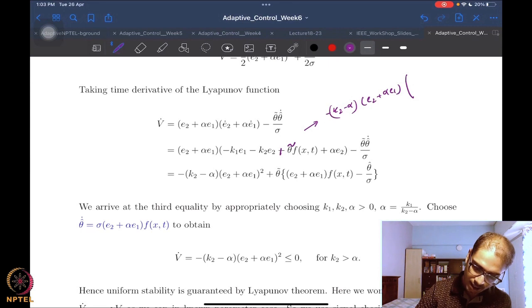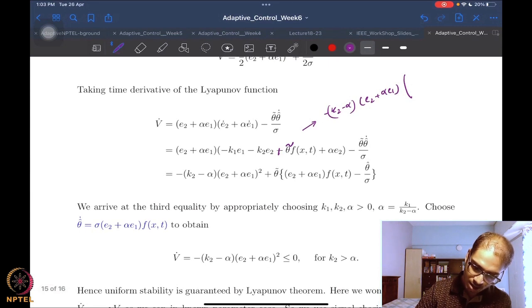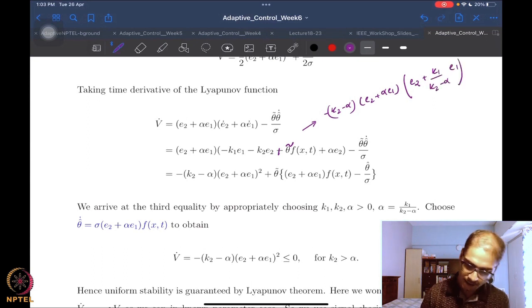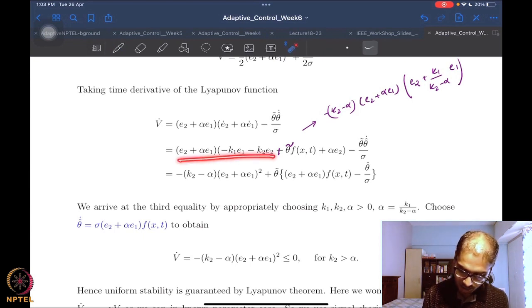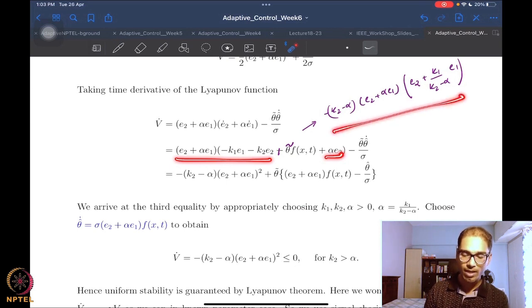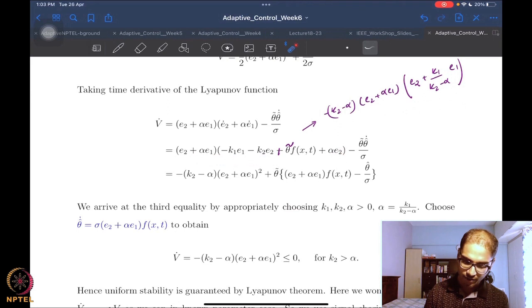This is the same calculation as before: e2 plus k1 over k2 minus alpha times e1. That is what becomes of all these terms, except for this theta tilde term. Everything except the theta tilde term becomes this. Therefore, if we choose k2 greater than alpha and alpha equal to this, these terms become this.